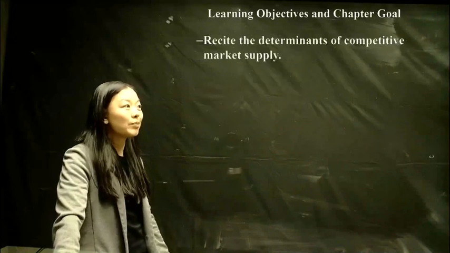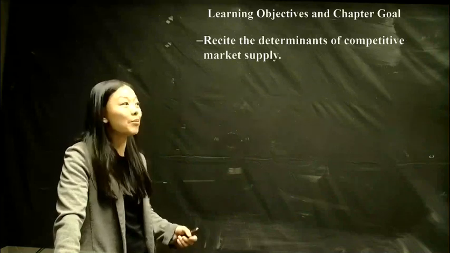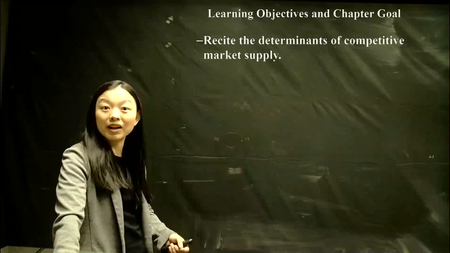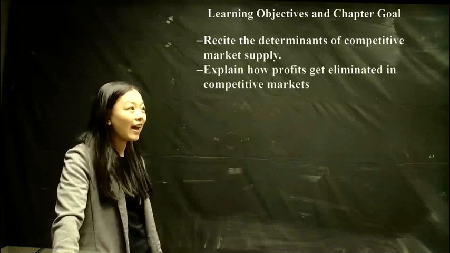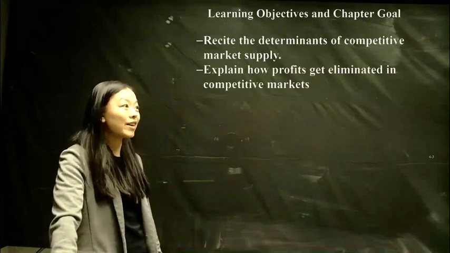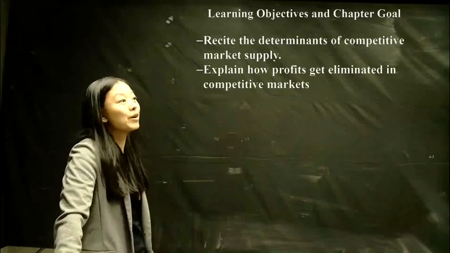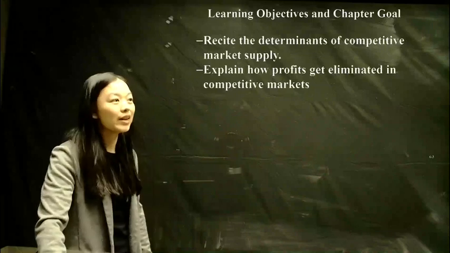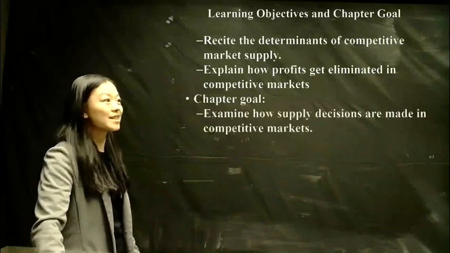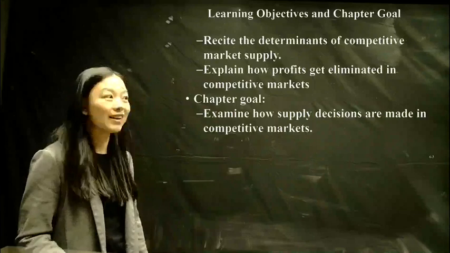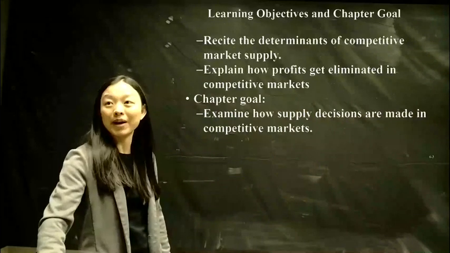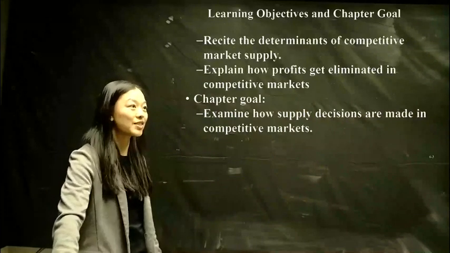Then we'll talk about the determinants of the competitive firm's and the competitive market's supply curve. At the end, we will explain how profit gets eliminated in perfectly competitive markets. So the goal of this chapter is to help you understand how supply decisions are made in competitive markets.